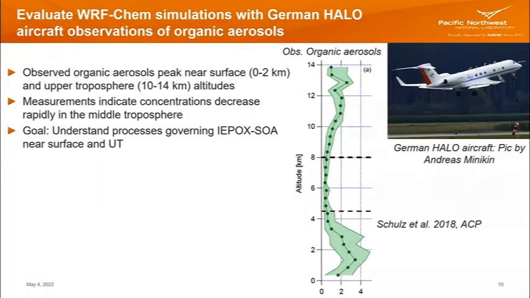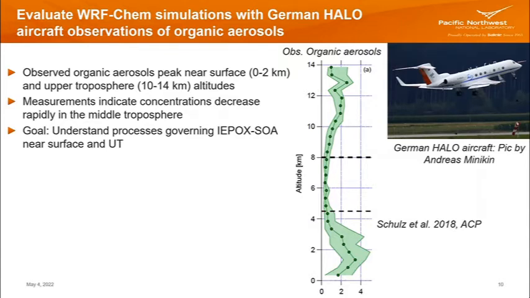And this is the picture of the German HALO aircraft, but the key point here is the vertical profile. This shows the organic aerosol profile measured by the aerosol mass spectrometer over the Amazon, averaged across several flights during September of 2014. The key feature is that the observed organic aerosols either peak near the surface, less than 2 kilometers or so, or there is another peak above 10 kilometers in the upper troposphere. And in the middle troposphere, you see them dropping significantly.